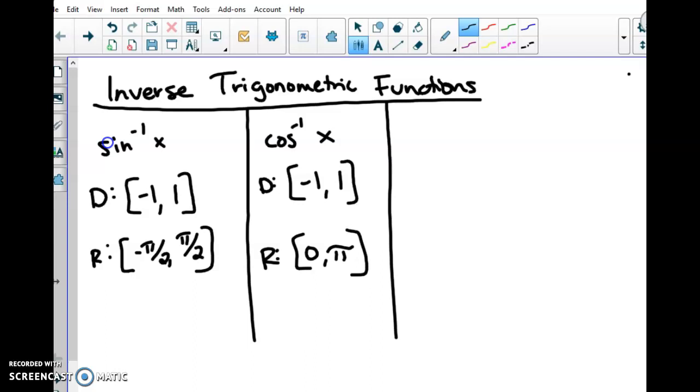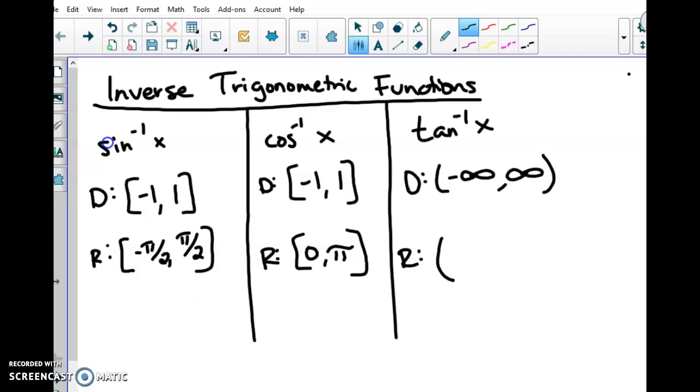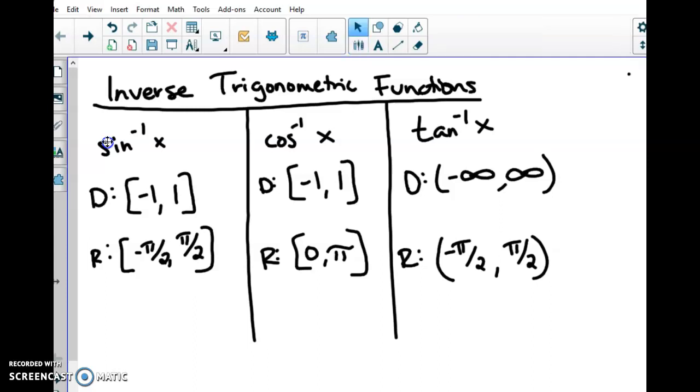The tangent function's domain is from -infinity to +infinity. Because we're dealing with infinity, we'll have parentheses. Its range is from -π/2 to +π/2, with parentheses, so it's not included. That, like I said, is based on the graphs that we just saw, but this is a little bit more specific. Here's what is actually going on and whether to include it or not.